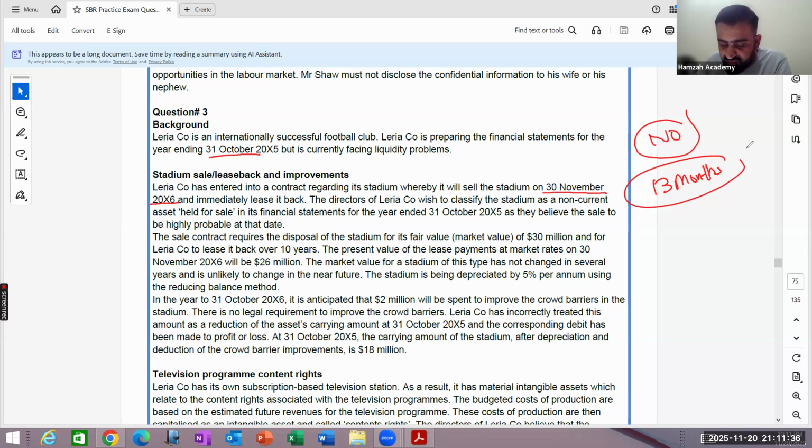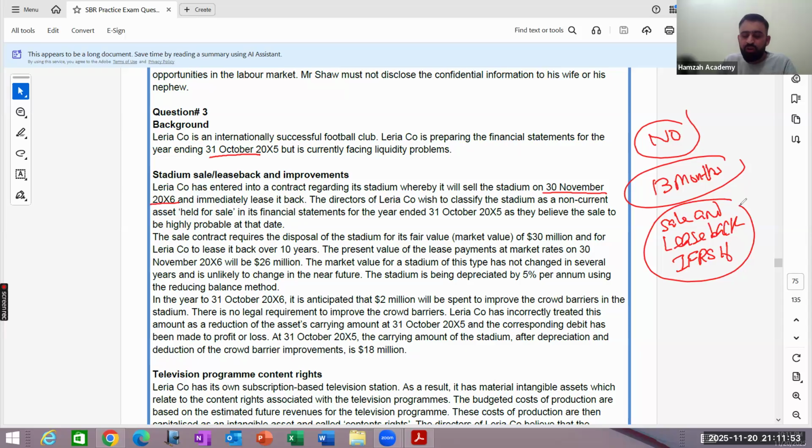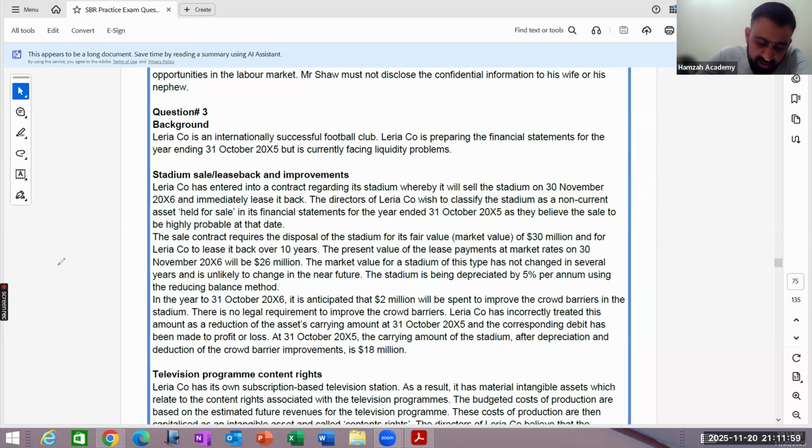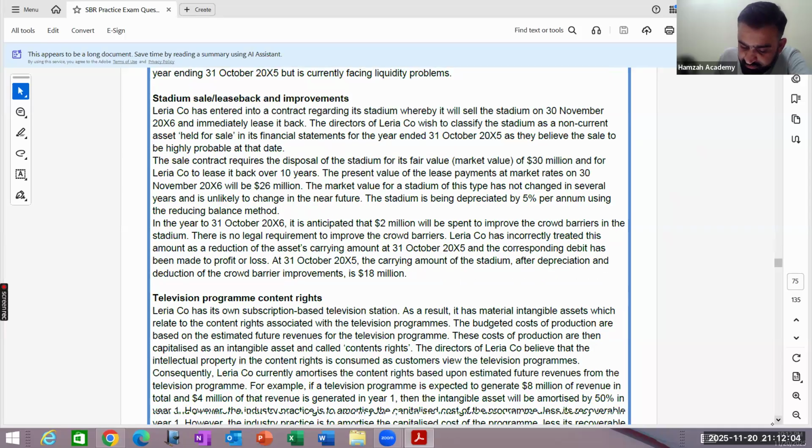Further, this is a transaction of sale and lease back. And sale and lease back is an issue of IFRS 16 Leases, not IFRS 5. So it's not held for sale. It cannot be classified as held for sale. Okay.